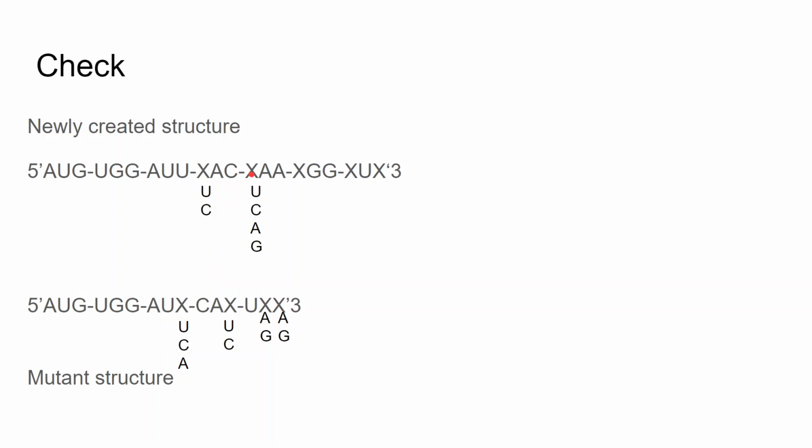So next we have XAA, which needs to pair up with the stop codon UXX, which could be either UAA, UGA, or UAG. So since we have UAA matching up with X, which could be U and then AA, we have a stop codon, which leaves us with the final mutant structure of AUG, methionine, UGG, tryptophan, AUU, which would be isoleucine, CAC, which would be histidine, and UAA, a stop codon.